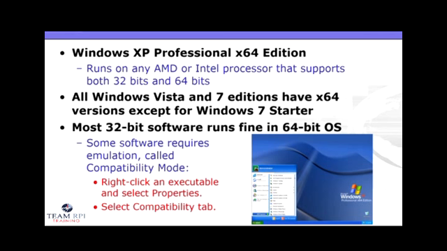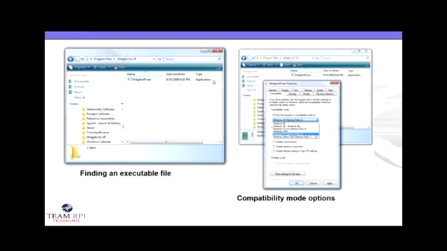They will run on any AMD or Intel processor, and most all 32-bit software will still run fine on the 64-bit operating system. However, some software require you to run in compatibility mode. Simply right-click on an executable and select Properties, then select the Compatibility tab. Then select the drop-down that will give you the compatibility options for your operating system.